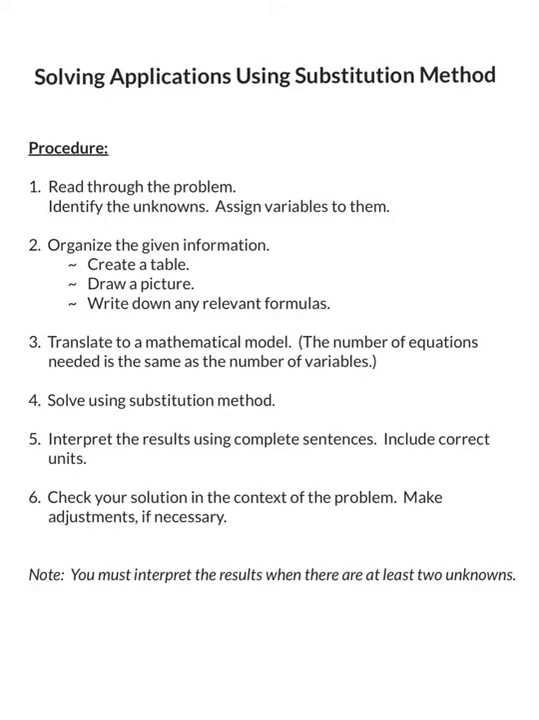Finally, we want to translate to a mathematical model. Note that the number of equations needed is the same as the number of variables or the number of unknowns. Once we have our mathematical model, we want to solve using substitution method. Finally, interpret the results using complete sentences and include correct units. Check your solution in the context of the problem. I don't mean plug it in and check that it works, but just make sure that it makes sense in the context of the real world. If you have a plane that's traveling 50 miles per hour in a 1,000-mile-per-hour wind, that doesn't make sense.